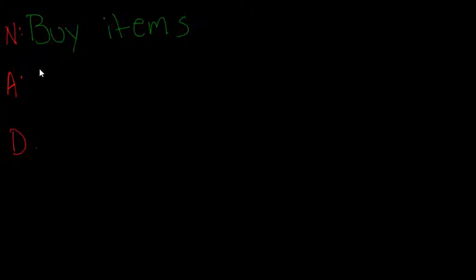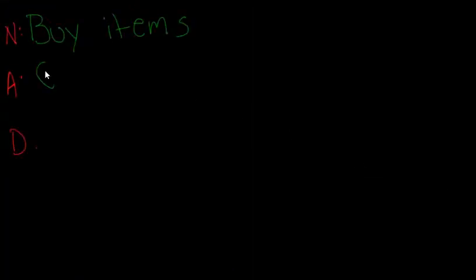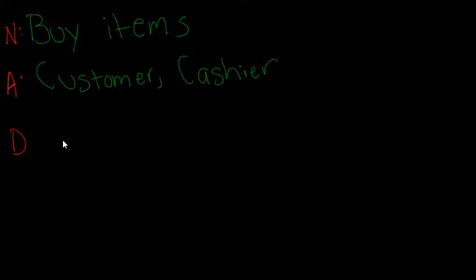So our actors are going to be, as we saw in our use case diagram, the cashier and the customer. So we're just going to write down customer. Then we're going to comma separate and do cashier. And then we'll do our description.